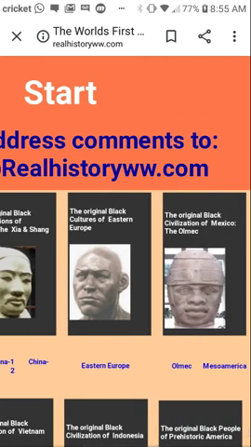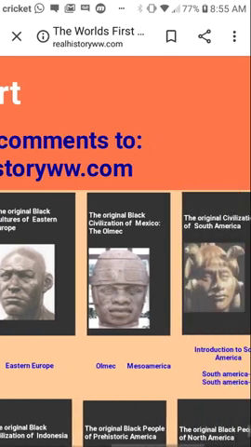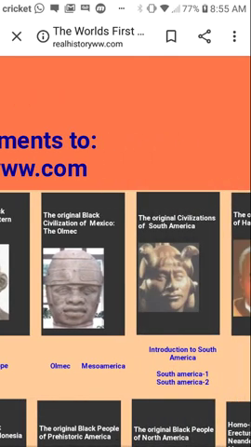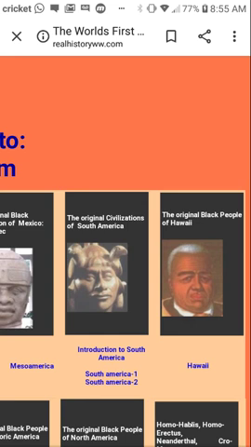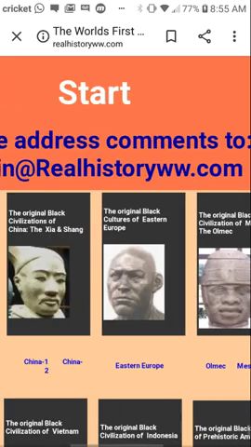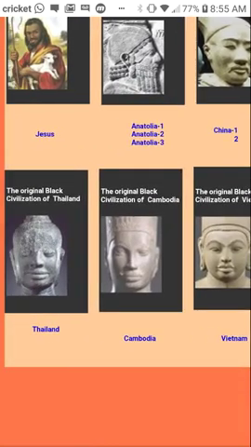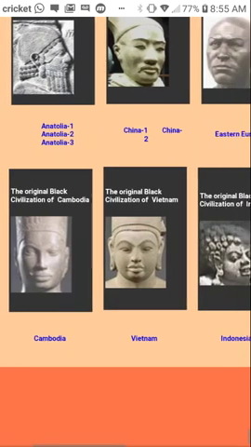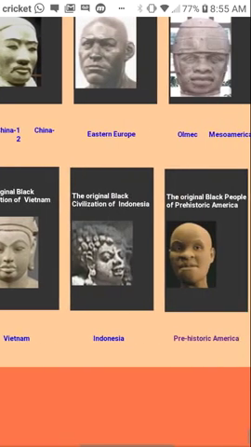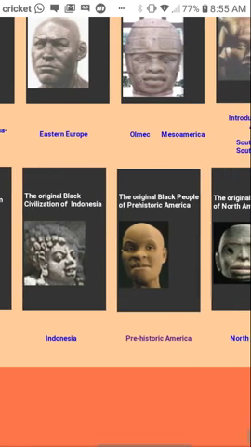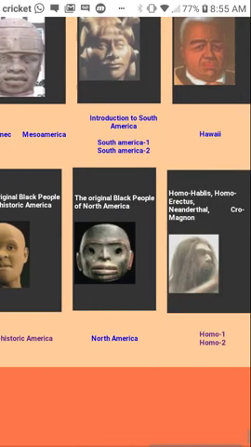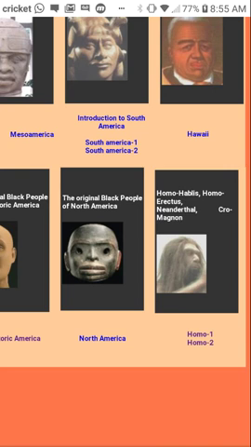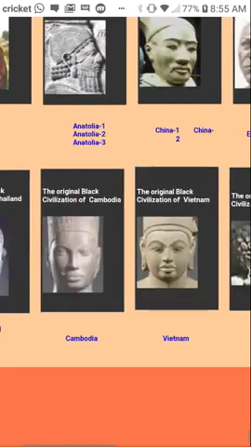The original black cultures of Eastern Europe. The original black civilizations of Mexico, the Olmec. The original civilizations of South America, which was black-skinned peoples first. The original black peoples of Hawaii, which is very interesting. The original black civilizations of Thailand, Cambodia, Vietnam, Indonesia, the original black peoples of prehistoric America, the original black peoples of North America. And if you believe in this nonsense, Homo habilis, Homo erectus, Neanderthal, Cro-Magnon, etc., etc., etc.